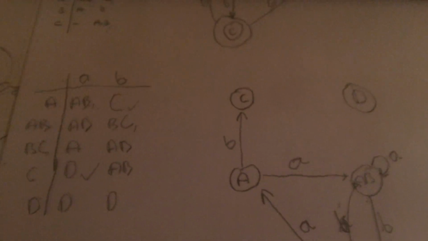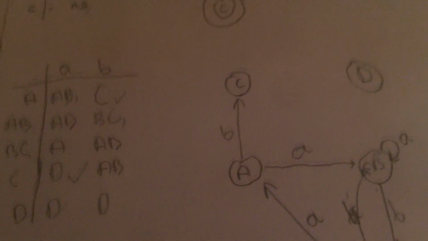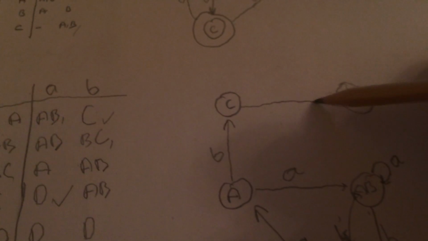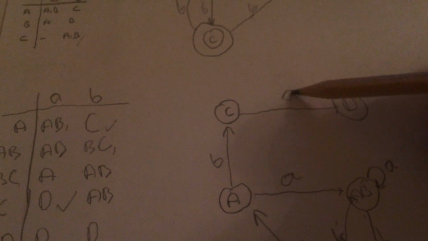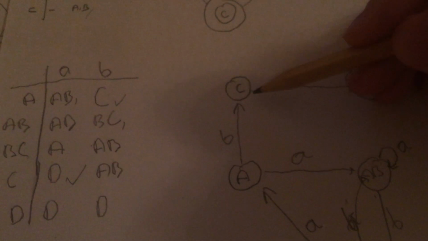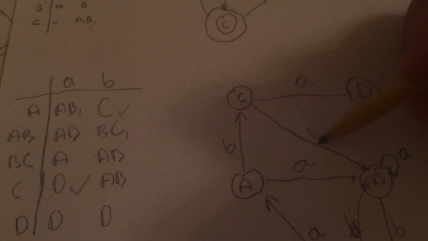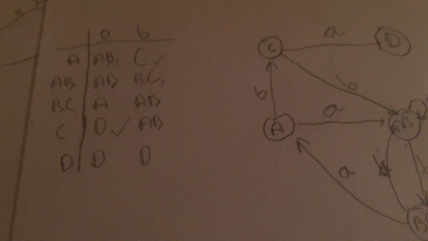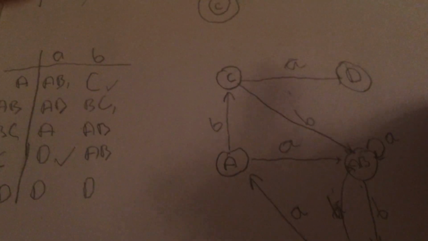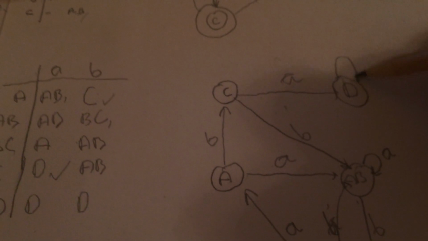Now we have C, which is our final state in the NFA, but not here. It goes to D with a, and goes to AB with b. Okay. Now, this is our new state D. D will not go anywhere. Whatever the input is, it will only go to itself.